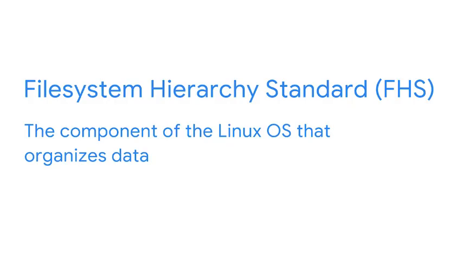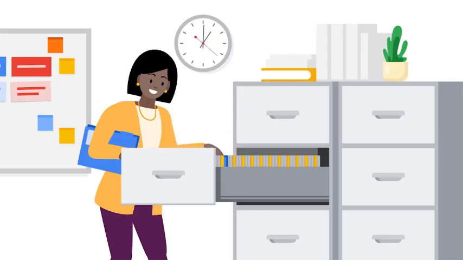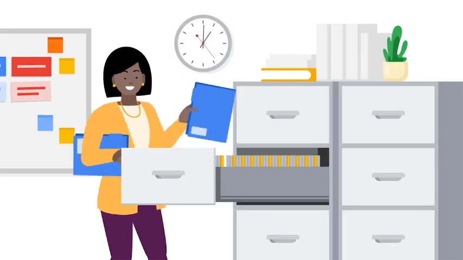Another element of the architecture of Linux is the File System Hierarchy Standard, or FHS. It's the component of the Linux OS that organizes data. An easy way for you to think about the FHS is to think about it as a filing cabinet of data. The FHS is how data is stored in a system. It's a way to organize data so that it can be found when the data is accessed by the system.